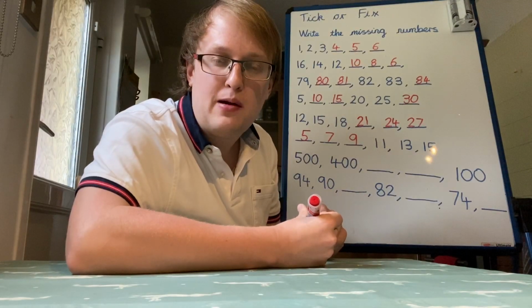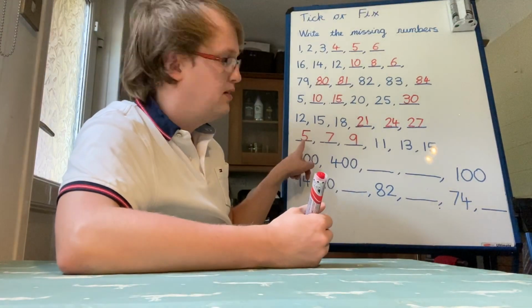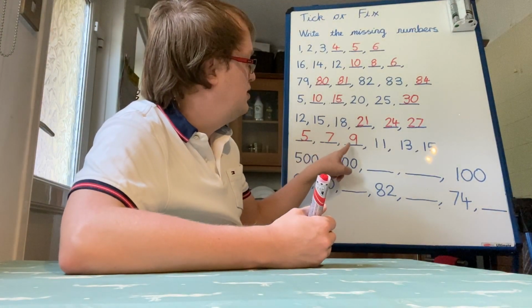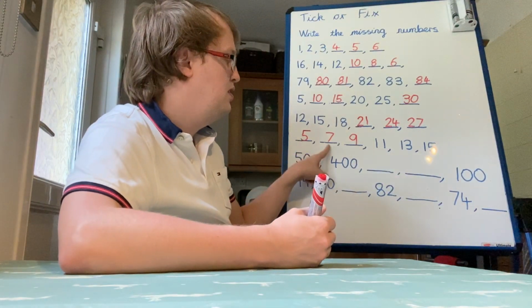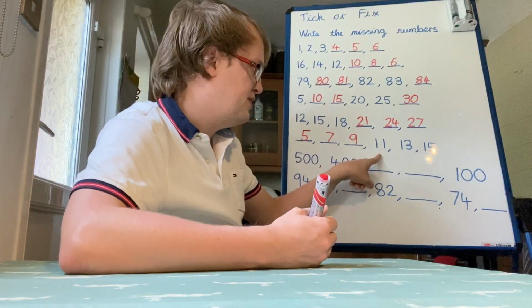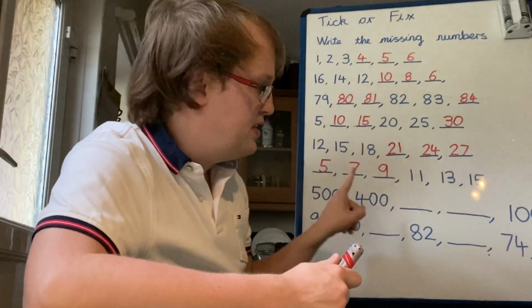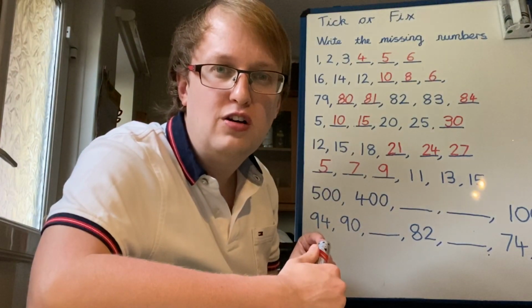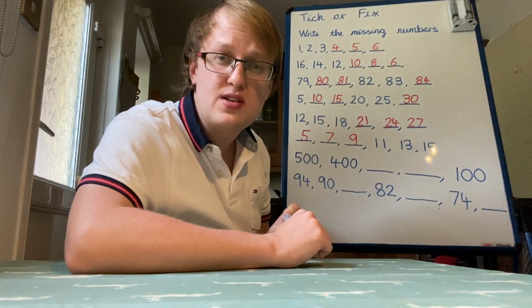And now we need to check our answer, so let's make sure there's a definite pattern there. 5, 7, 9, 11, 13, 15. So 5 add 2 is 7, add 2 is 9, add 2 is 11, add 2 is 13, add 2 is 15. And I notice that these numbers are all odd numbers. That's right, they're odd. So that looks good to me. We're going to move on to our next question.